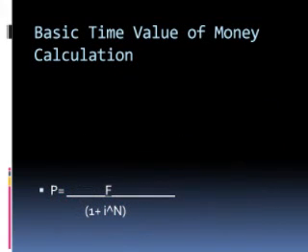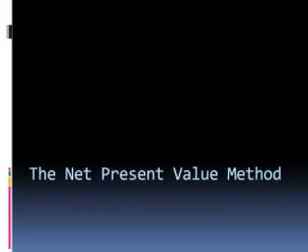To calculate the present value, P, of an amount, F, received n years in the future, we divide F by 1 plus the required rate of return, i, raised to the nth power. The time value of money forms the basis of the net present value method for evaluating capital investments.